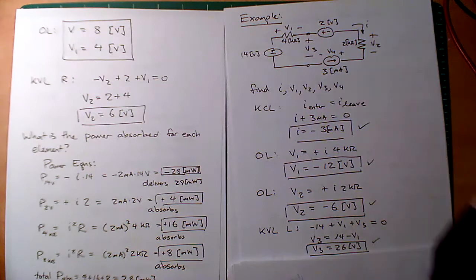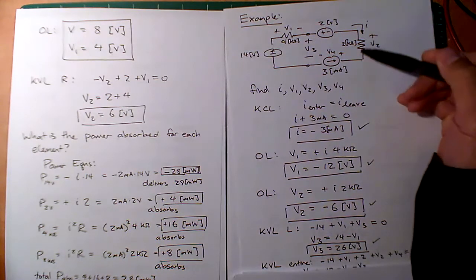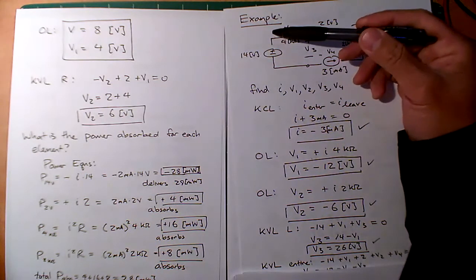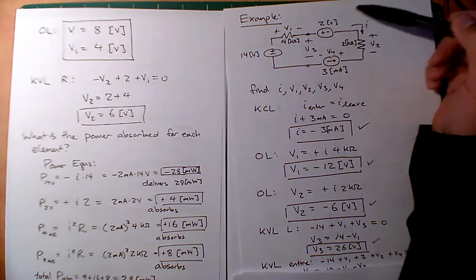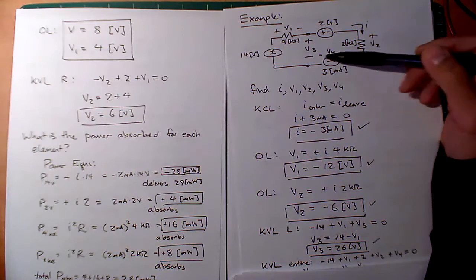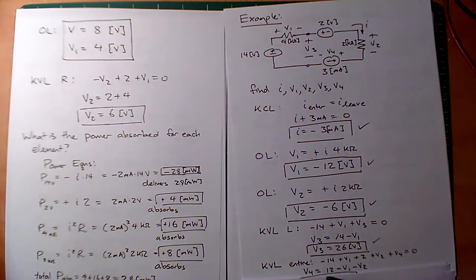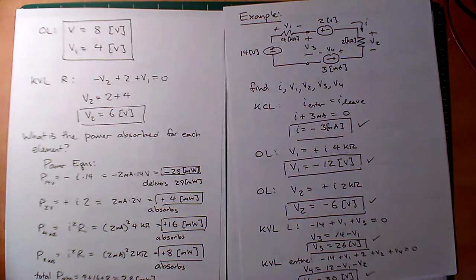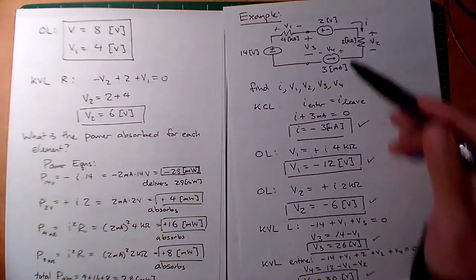Good. So V3 is done, and the last one is the entire loop: minus 14 plus V1 plus V2 plus V4 equals 0. I can now solve this for V4 because I know these values, and I get positive 30 volts. Yay, so this is 30 volts.